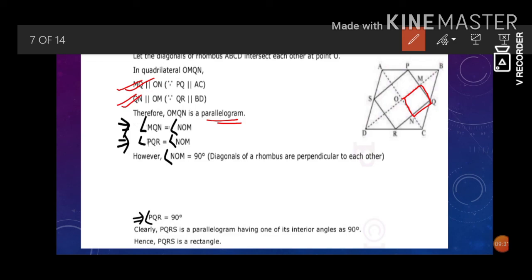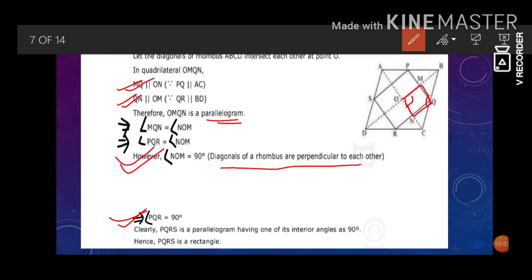So angle MQN is equal to MON, and this implies PQR is equal to MON. Now we know that in a rhombus the diagonals bisect each other at 90 degrees. So the angle at O is 90. Similarly, we can say that the angle PQR is 90. The reason is the diagonals of a rhombus are perpendicular to each other.